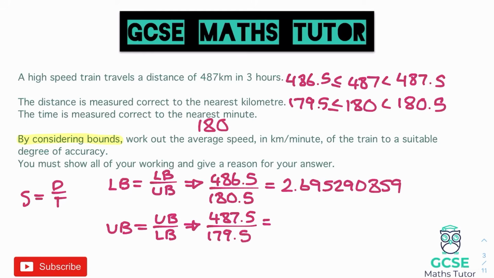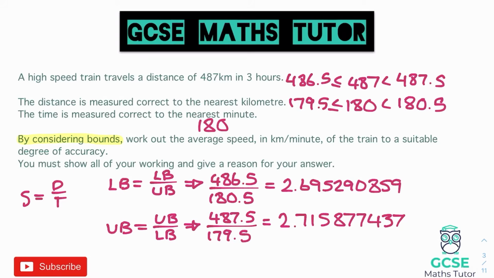Now if we work out the other one, so 487.5, I'm going to divide that by 179.5, and again, convert that into a decimal, and we have 2.715, 877 and 437. There we go. So we've got our two answers, our lower bound and our upper bound, and in order to get our final answer here, and this is where we're considering the two bounds, we can give our final answer.